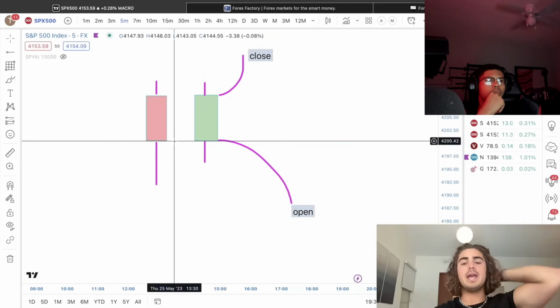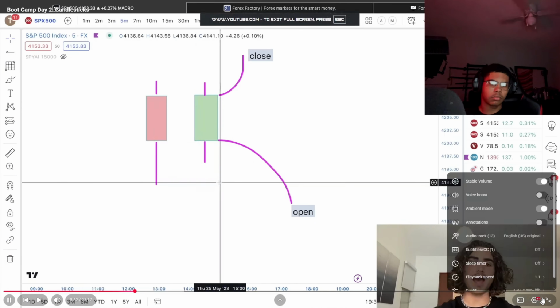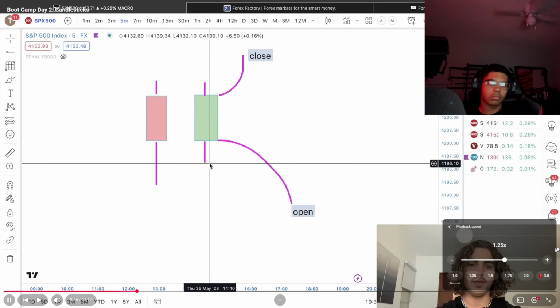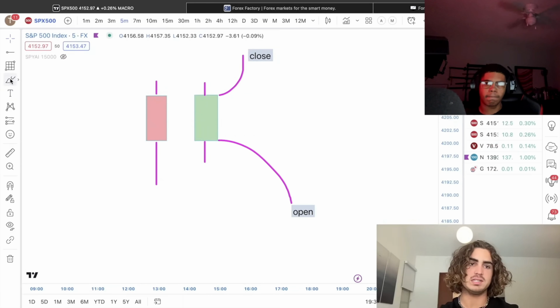Now, what do these little wicks that are left behind mean? That shows where price went during that 5-minute duration of time, but it never ended up closing there. It just shows where price went. It left a little snail trail.